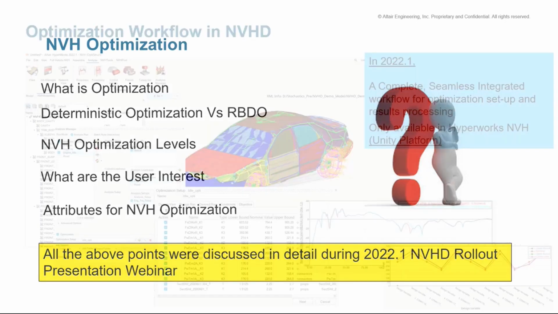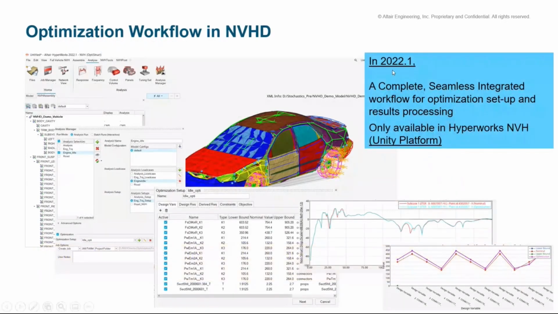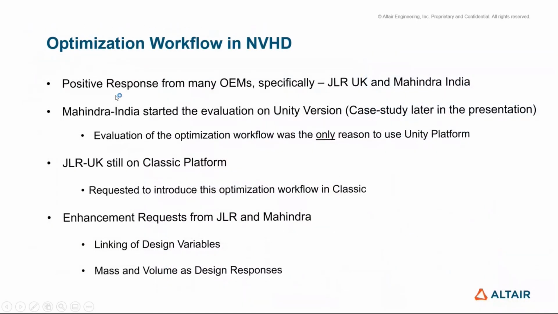So in the previous webinar of 2022.1, we had seen that in the Unity framework, we had introduced a complete seamless and integrated workflow for optimization setup and results processing. And this was available only in Unity. So with this setup, we did give this demonstration to many OEMs, and we got a lot of positive response, a lot of positive feedback from the OEMs who saw this workflow. And specifically from JLR UK and Mahindra India, they were very impressed with it.